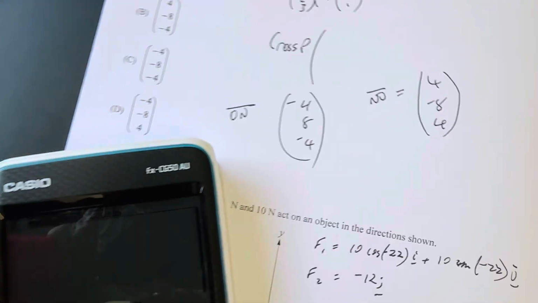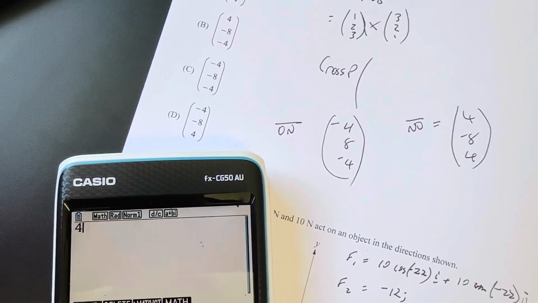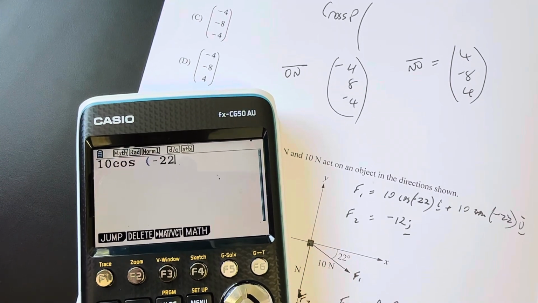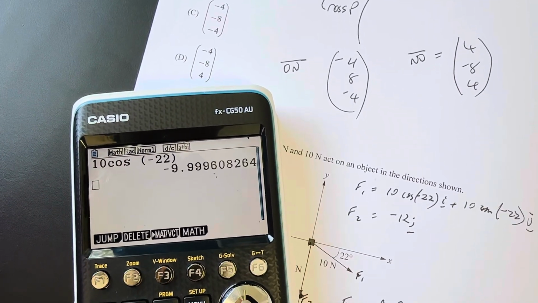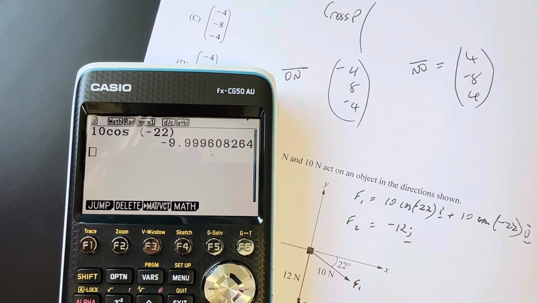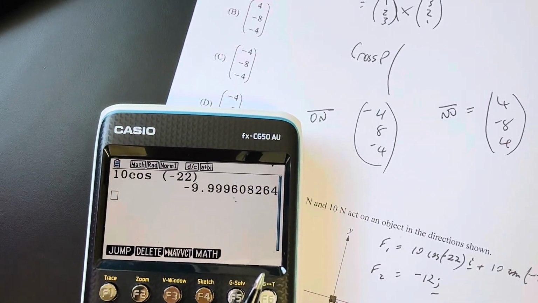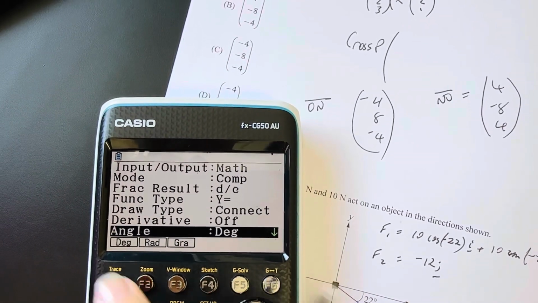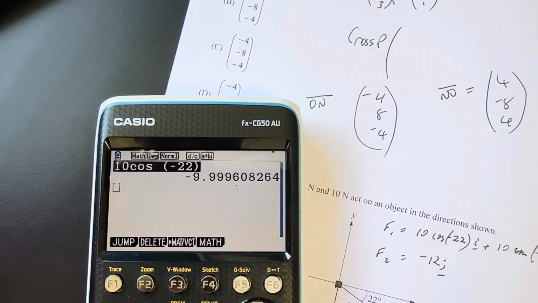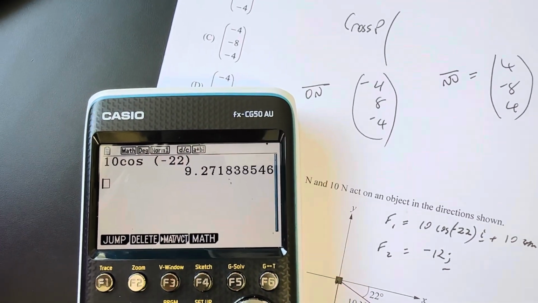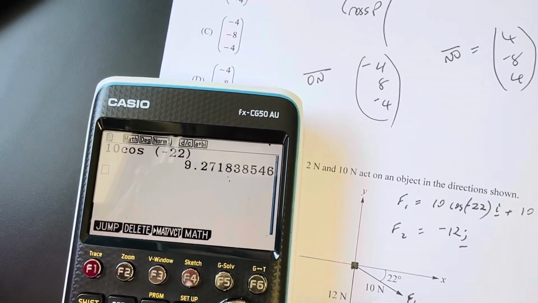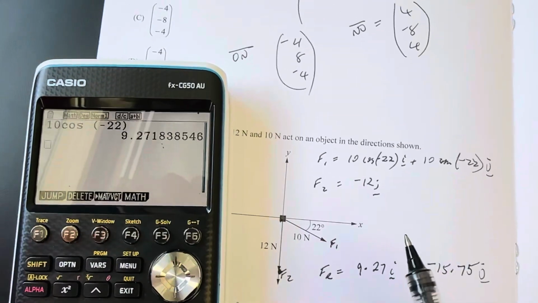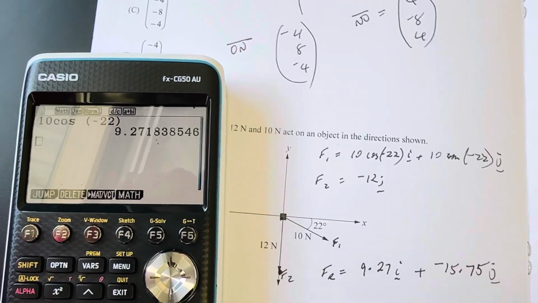I'm showing you what I did. If I go delete 10 cos negative 22, problem. Make sure I'm in degree mode. Let's try that again. There we go, 9.27. I immediately knew that was a problem because it said negative, and I know that the x component of this force has got to be positive. So you've got to remember your degrees and radians, don't you?